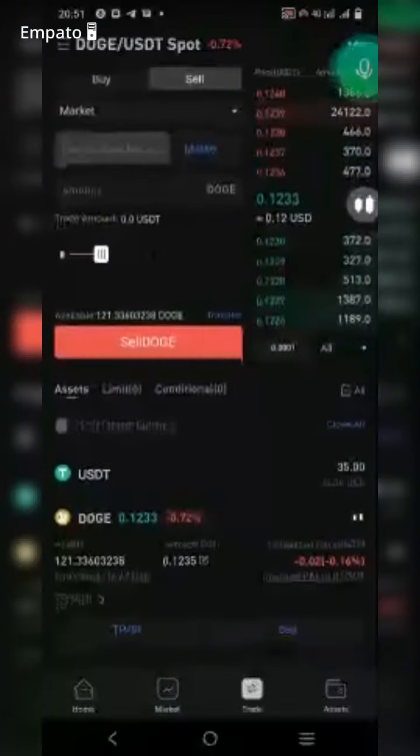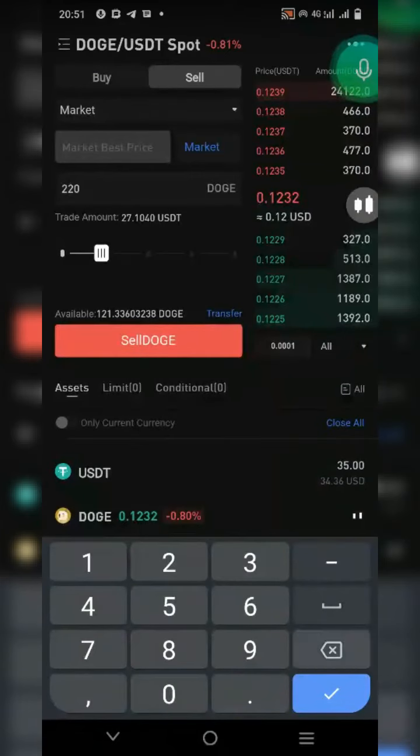Okay, I think I should trade. I should sell some coins immediately. Let me sell some immediately. Yeah, I'm not on any form of profit right now, so you'll not notice any significance this time. So I think I should sell only 20 Dogecoin.